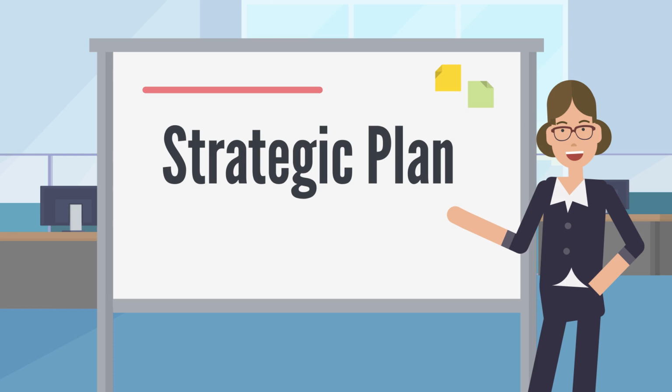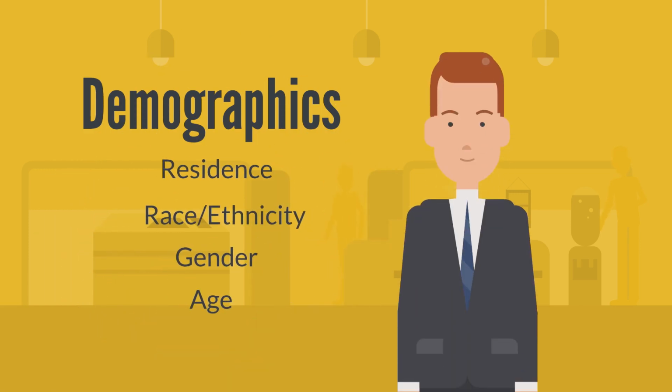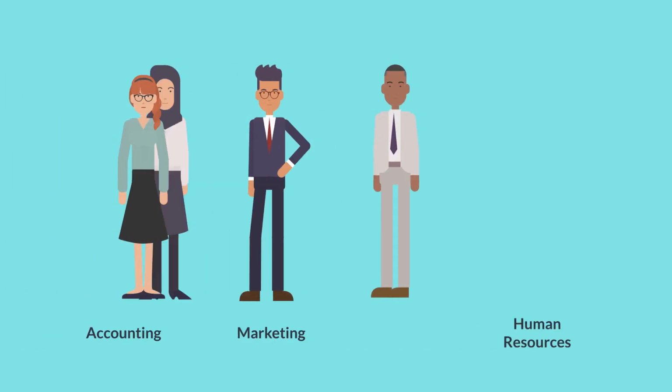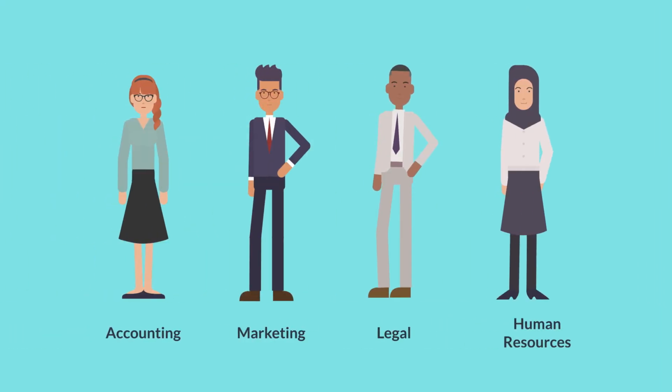Some examples of board traits may be demographic. Where do they live? What race, ethnicity do they identify with? What gender do they identify with? Or what age are they? Skill sets: accounting, marketing, legal, human resources, or potential for future board leadership.